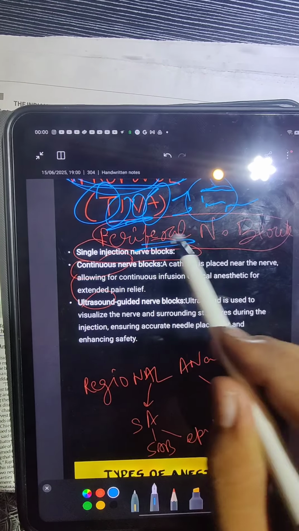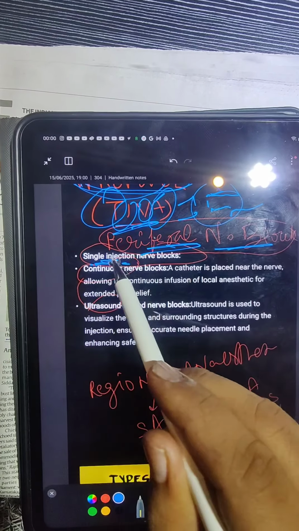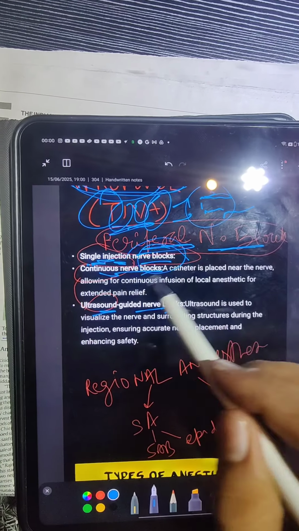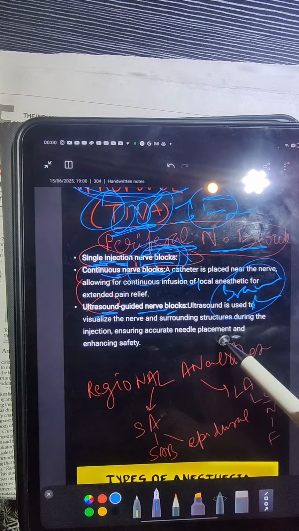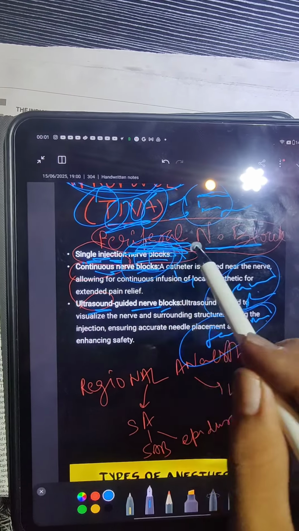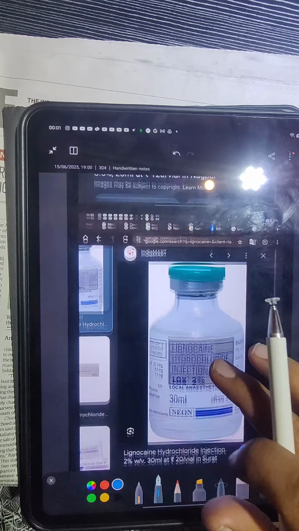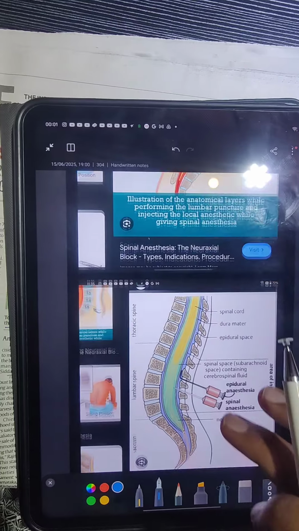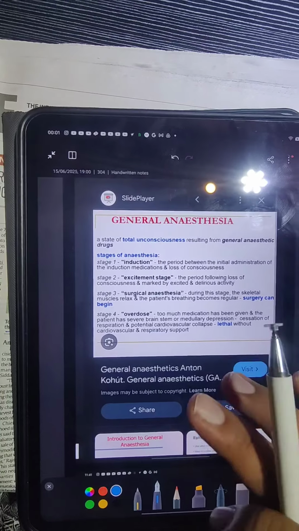Fourth one is peripheral nerve block. Different methods can be performed: single injection nerve block, continuous nerve block or ultrasound guided nerve block. Nerves being blocked, for example, brachial plexus. Second example is femoral nerve. From here we can justify the peripheral nerve block. This is 0.5% bupivacaine, that is plain, means without ADR, local anesthesia. These are the stages of GA we already discussed.